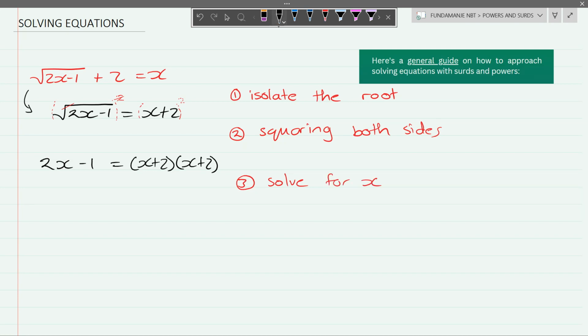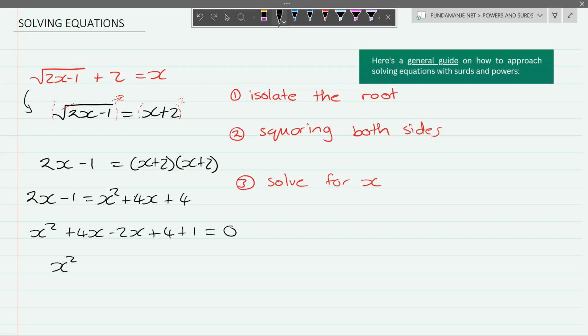Over here, we multiply out on the other side to get x squared plus 2x, and another 2x gives us 4x, and then plus 4. Then we collect all our like terms: x squared plus 4x minus 2x by taking it to this side, and plus 4 plus 1 by taking it to the other side as well, is equal to 0. Then we rewrite this as x squared plus 2x plus 5 is equal to 0.